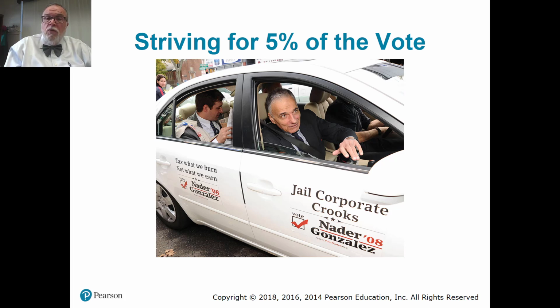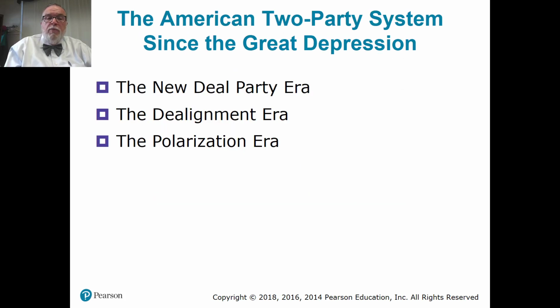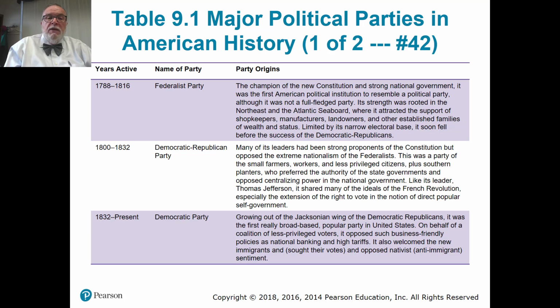So his own liberal fringe part of his party kept Al Gore from becoming president. So our two-party system has different eras. We'll look at new party, the de-alignment, and polarization. So it started with the Federalist Party.